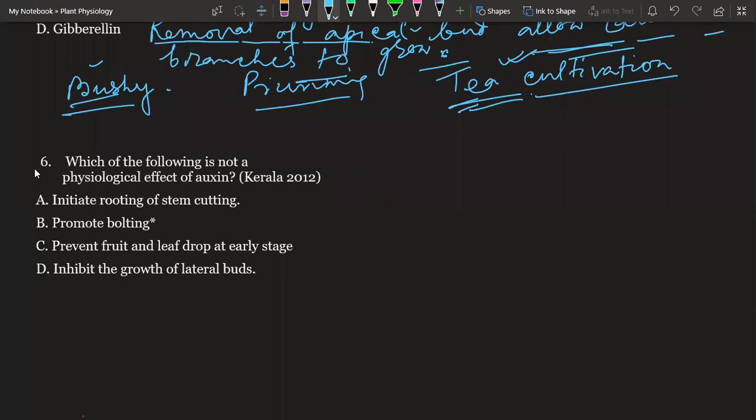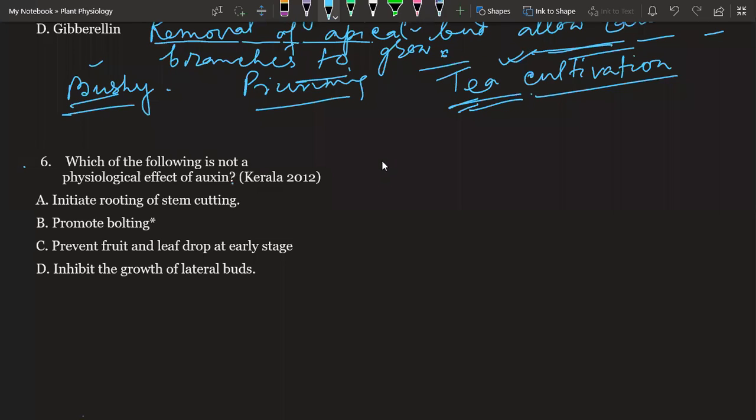Next question is: which of the following is not a physiological effect of auxin? Several effects are there. We have seen this.